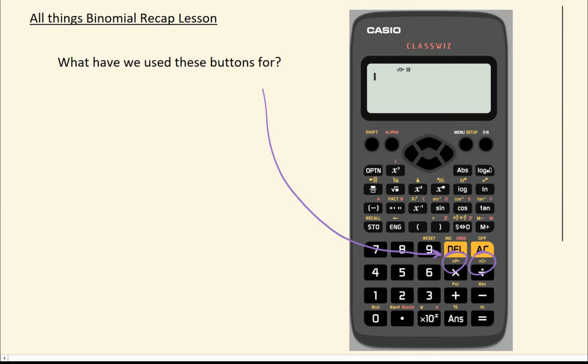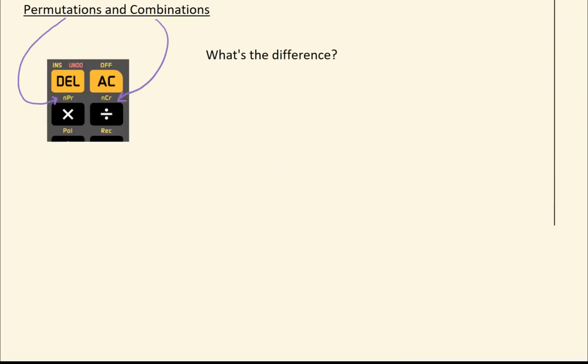Hi, and welcome to the recap lesson for all the things we've done recently with basically everything binomial. Obviously, everything we use comes from these buttons on the calculator. So start right at the beginning, which is where we had permutations and combinations.